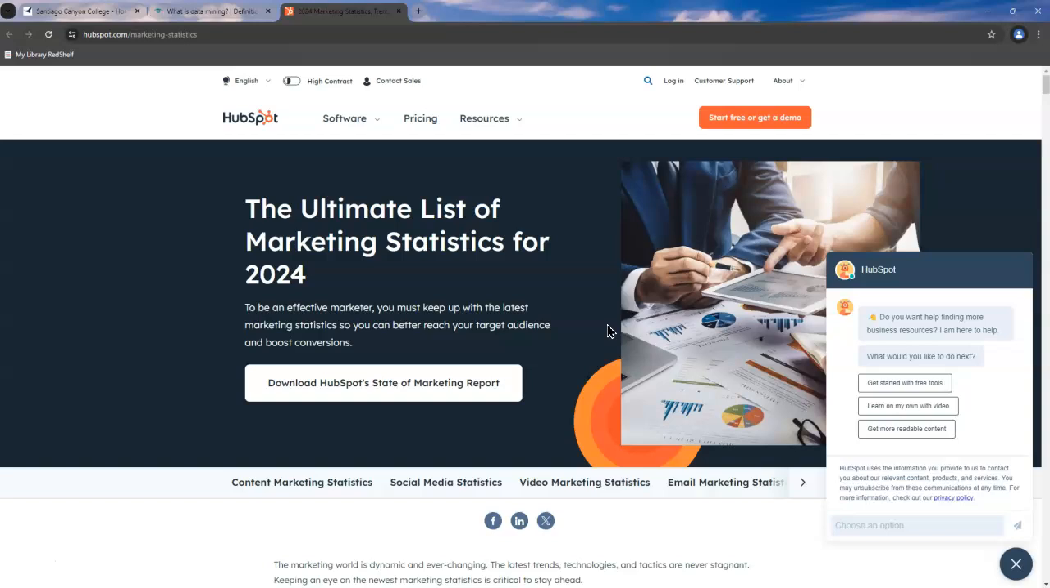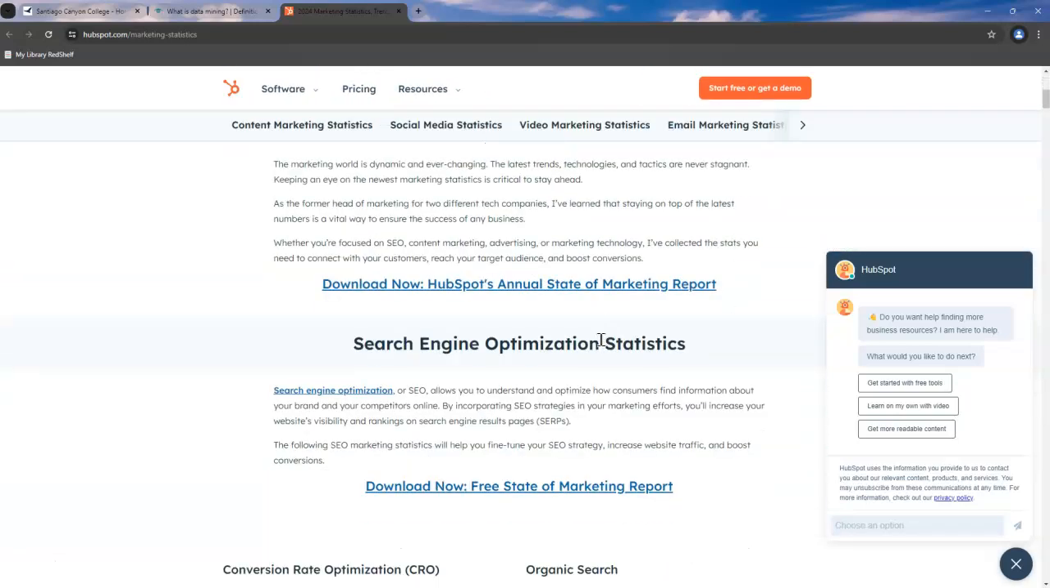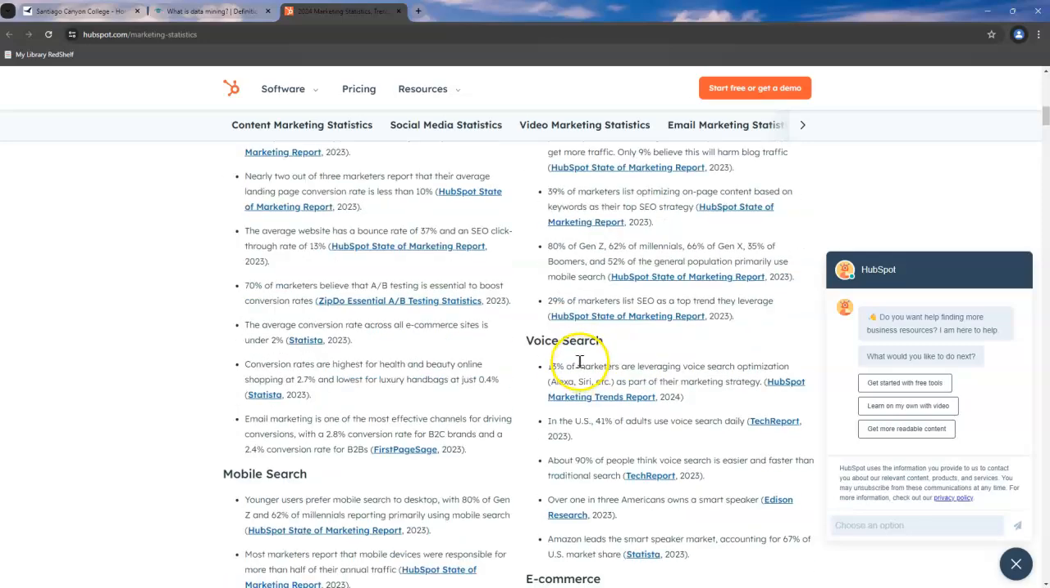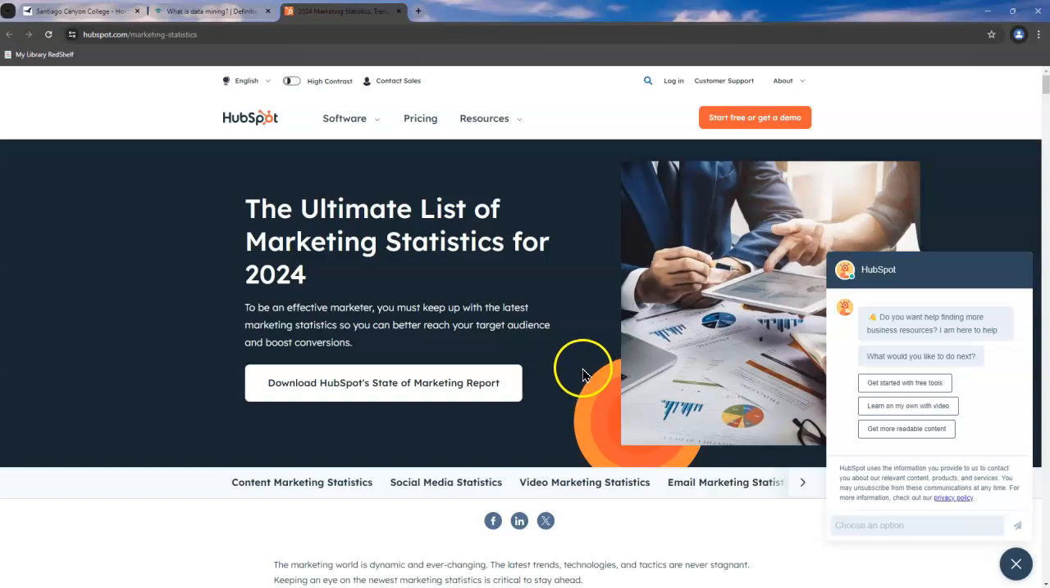So this website, HubSpot, a lot of companies use this. You can go through it and see just what types of reports can be generated from HubSpot. HubSpot is a website/software that can provide your company with marketing reports and statistics for any information that you may need for your organization.